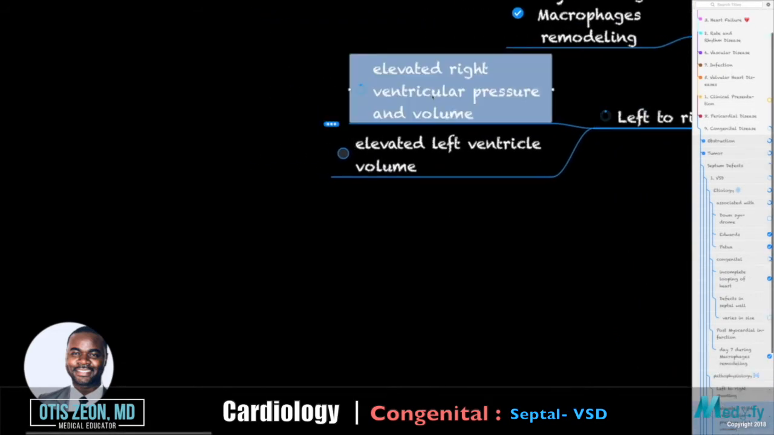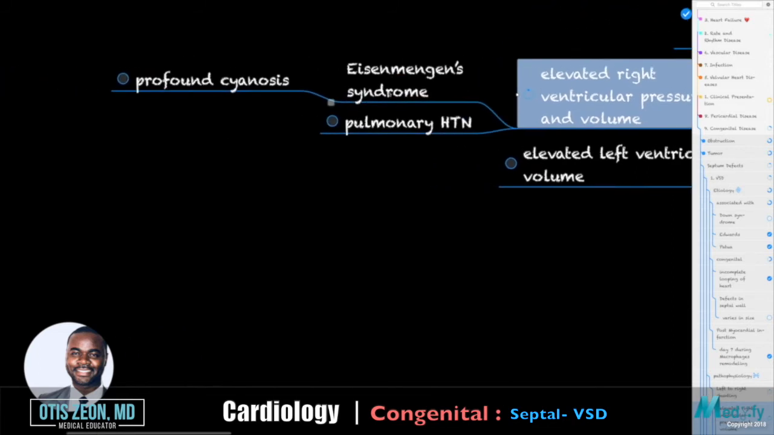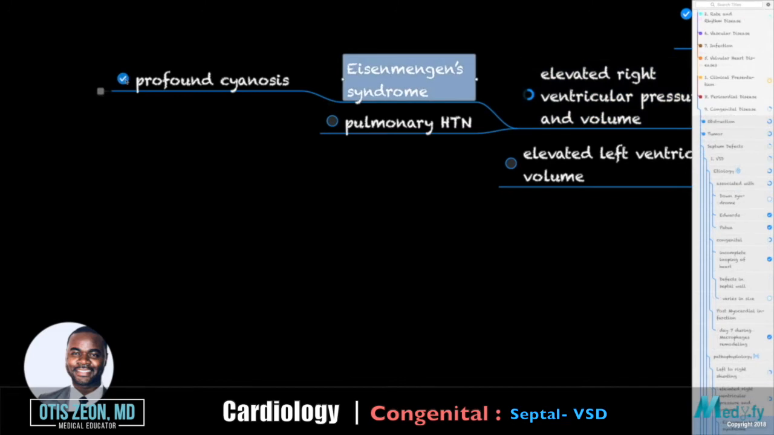Individuals may have an elevated left ventricular pressure and volume. As a result, they may present with what is called Eisenmenger syndrome. So now you are pumping deoxygenated blood to the left side of the heart, and that can lead to cyanosis.